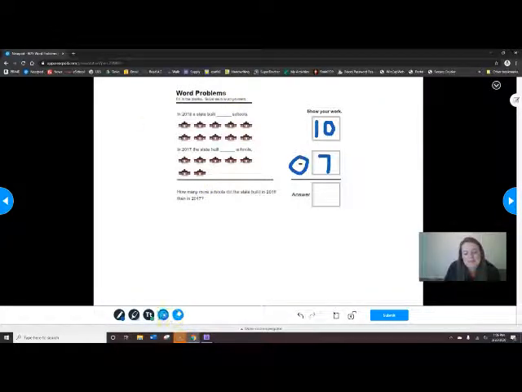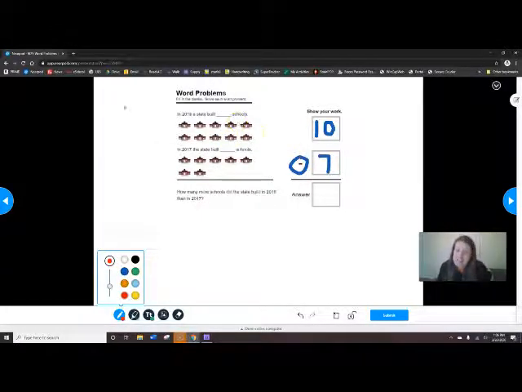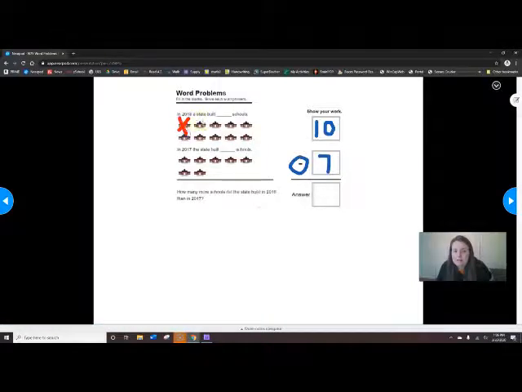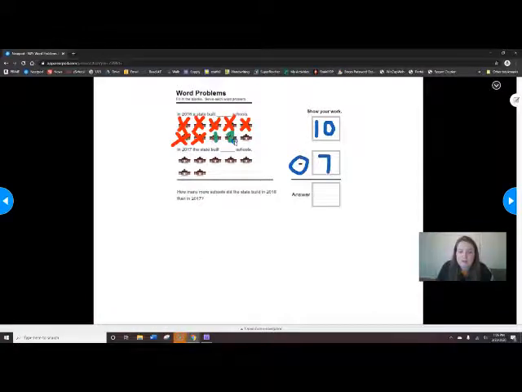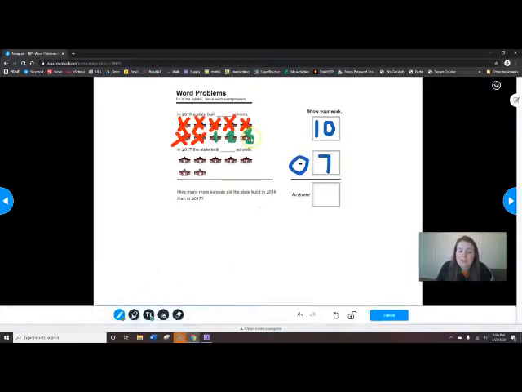Now, 10 is the number that I'm starting with. So, because of that, I have to go to the top where it has 10. And how many am I going to cross out? I'm going to cross out 7. So let's see. 1, 2, 3, 4, 5, 6, 7. And now I have to figure out how many are left. So I'm going to count the ones that are left. 1, 2, 3. I have 3 left. So 10 minus 7 is 3.